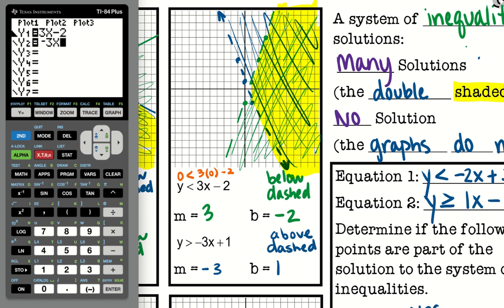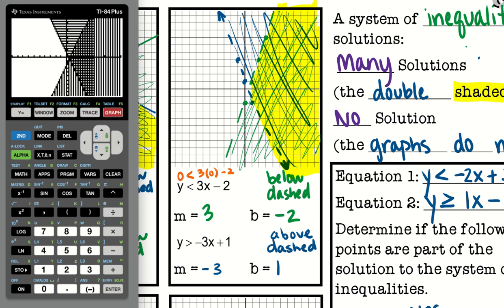-3x plus 1. I'm going to go in front of y equals, and this time it's a greater than, so I'm going to hit enter until I have that triangle on the top. I'm in a graph, and it's real easy to see whether you're in color or black and white. You can see where it's double shaded. You can see it cross-hatched, the directions there.